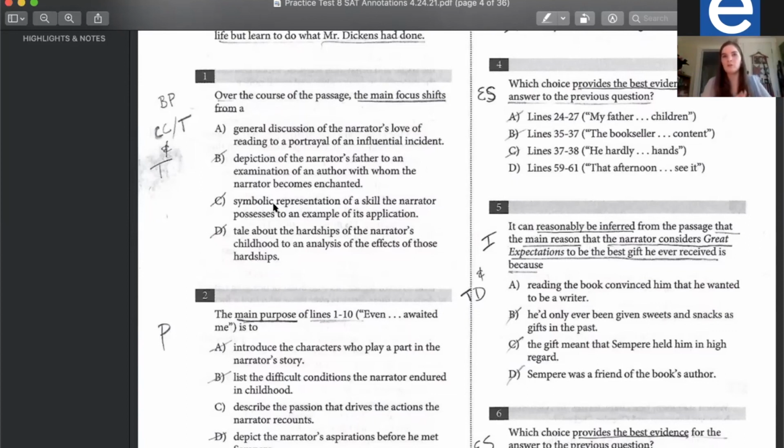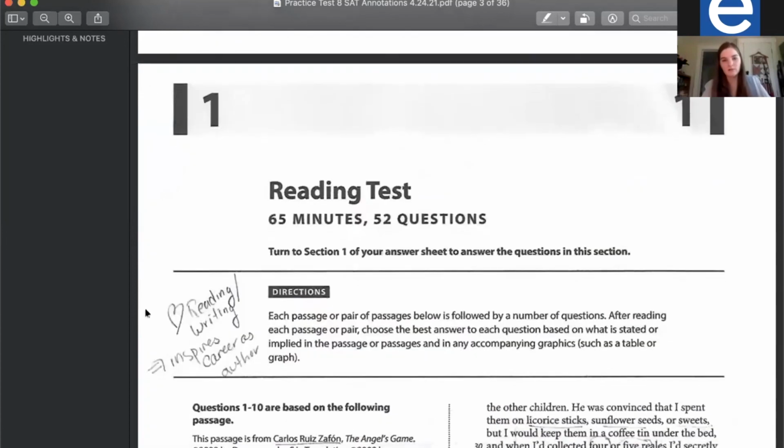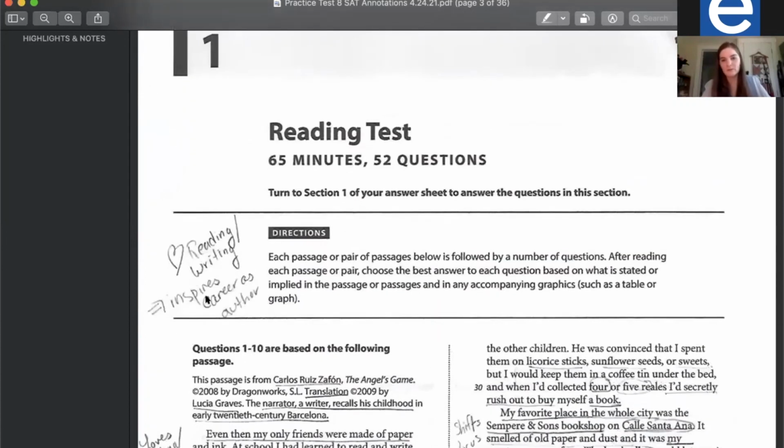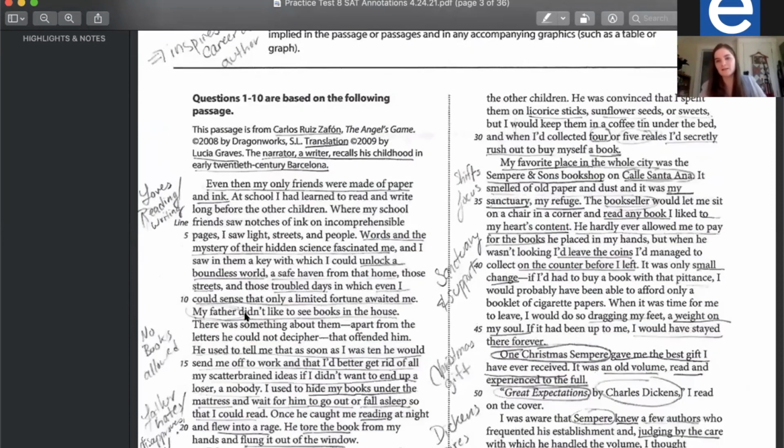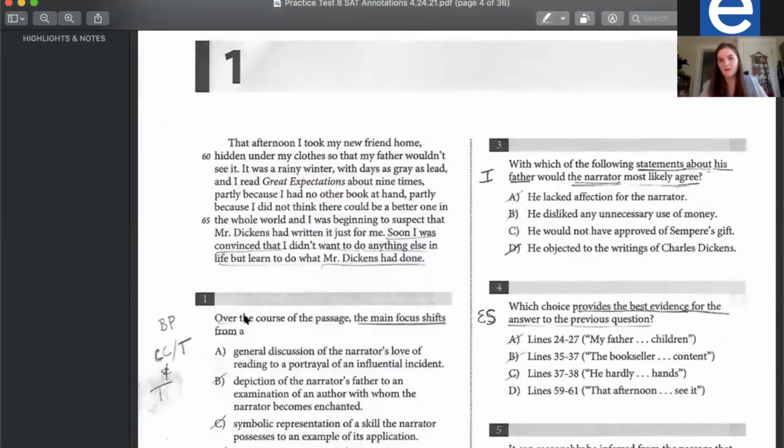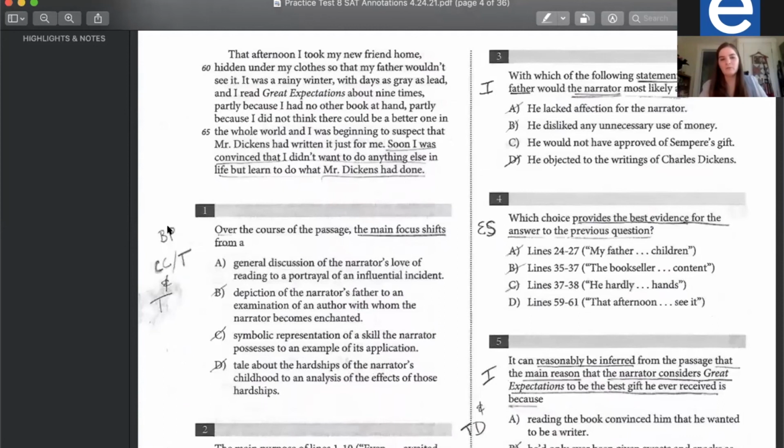You also have the main idea up at the top here, which I had right here. Since this was the first one, I couldn't do it directly above it, but he loves reading and writing, which leads to inspiring his career as an author. That's the main idea in this text. Okay, so you have big picture questions.